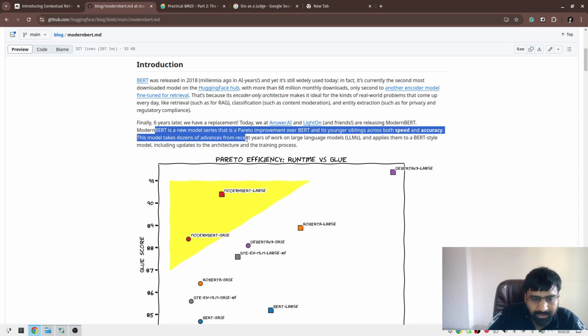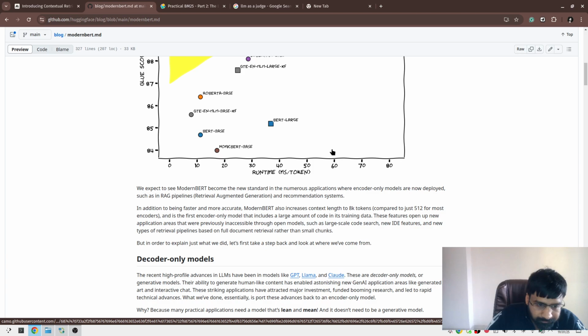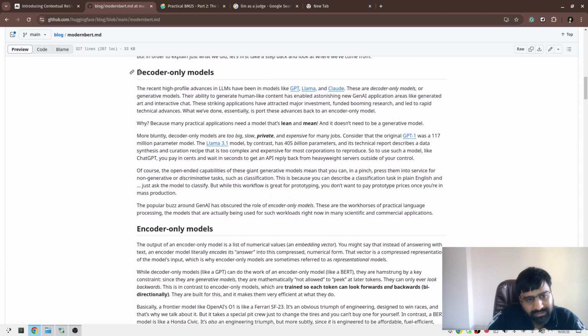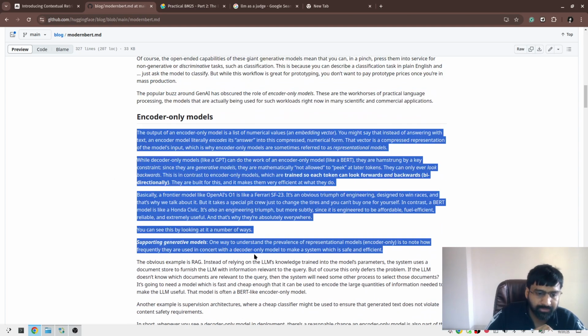ModernBERT is a new model series that is a Pareto improvement over BERT, its younger sibling, across speed and accuracy. This model takes dozens of advances from recent years of work. So now they have discussed decoder-only models and encoder-only models. Then what is the difference between the two?